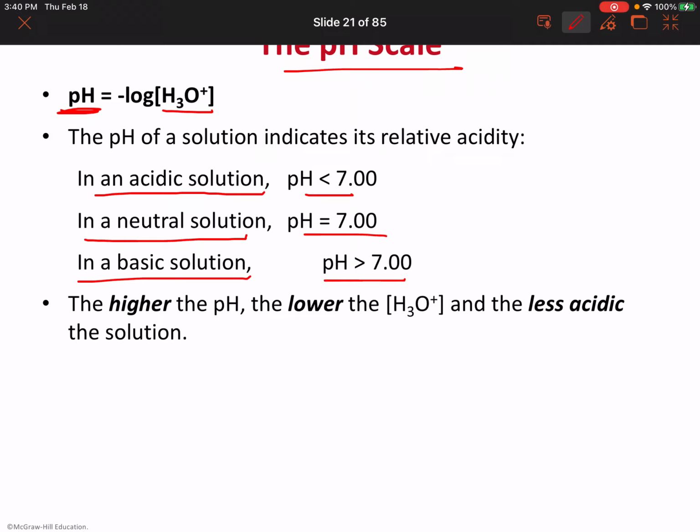So the hydronium ion and pH have an inverse relationship. The higher the pH, the lower the hydronium ion and the less acidic the solution. Okay, so higher pH, you see over here, the higher the pH, the lower the H3O+ and the less acidic. So higher pH means the solution is basic.